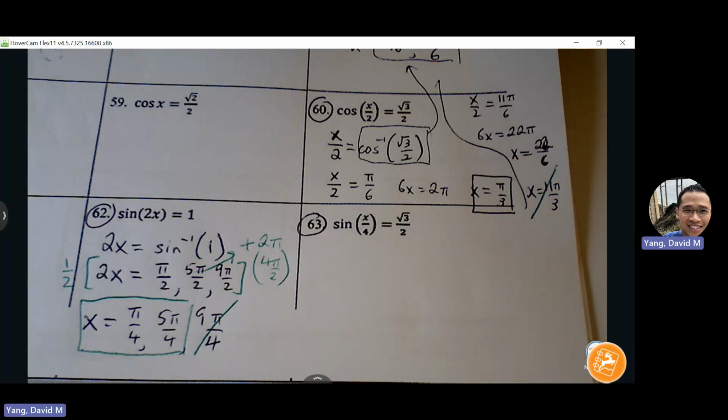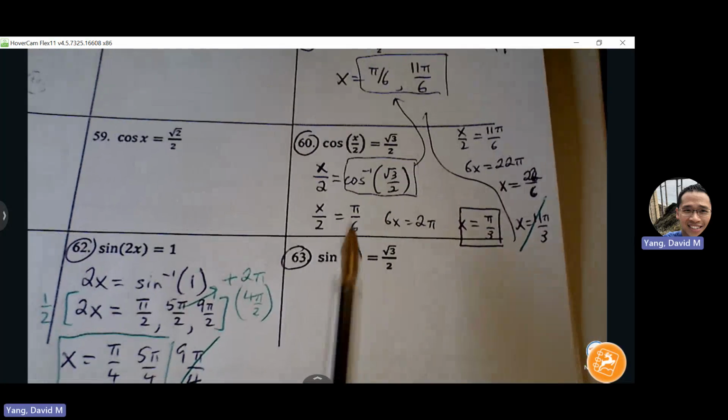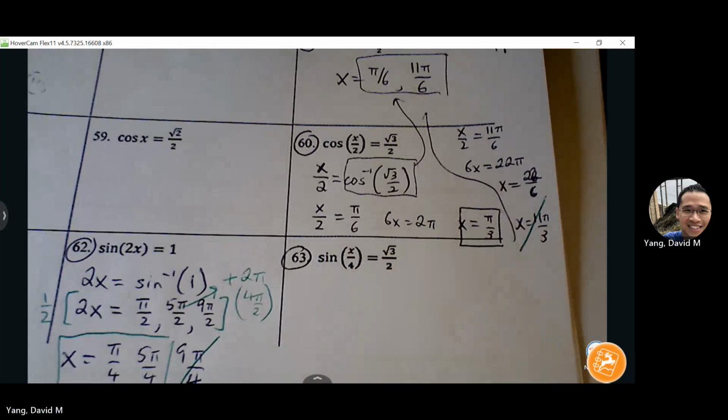Okay, you guys want to try 63? Approach 63 the same way that you would approach 60. Find the inverse sine of root 3 over 2, or find where sine is equal to root 3 over 2, and then set that equal to x over 4, and then solve for x.